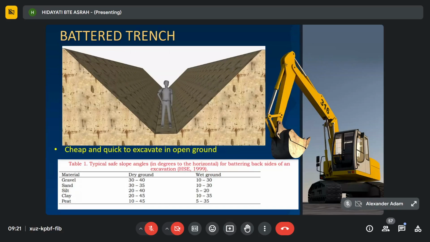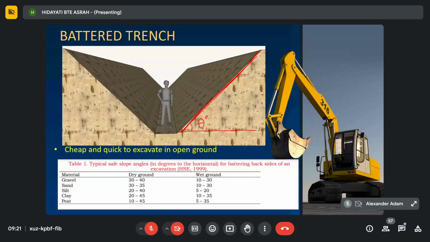This battered trench is a trench where the side of the excavation is cut into a slope. You can see from the figure, the side of the excavation is cut into a slope, meaning there is an angle here. The slope is cut at a certain angle, and the angle depends on the type of soil. Why do they cut it into a slope? Because it is self-supporting. This makes the side of the soil balanced and able to support its own weight.